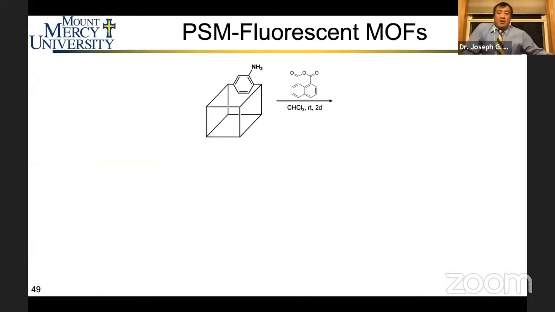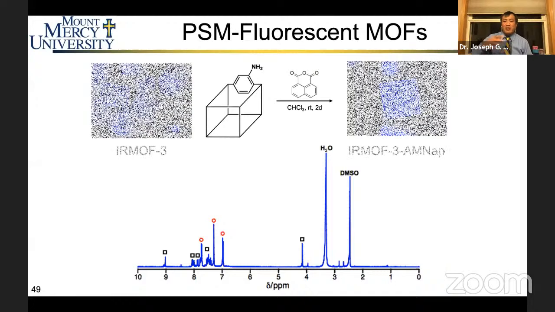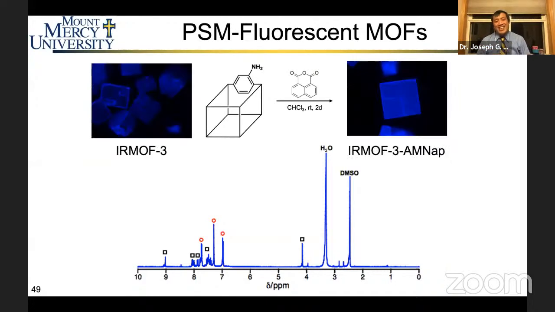So talking about fluorescent MOFs, we had easy access to naphthalene anhydride. And so we said, hey, what if we took our IRMOF-3 and reacted it with naphthalene anhydride, what happens? Well, as you can tell, naphthalene is rather large compared to the pore size, and so this conversion was about 17%. But when I took it to the fluorescent microscope, you can see the ligand is slightly fluorescent under these conditions, but our modified MOF is even more so.